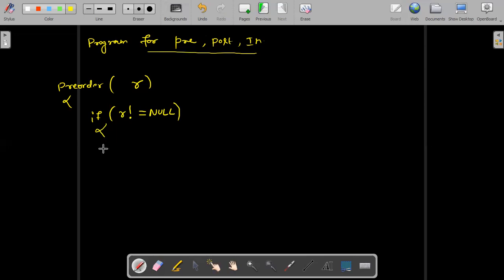Now see here, printf. That's what I told you about pre-order. For pre-order, root first, I will write RO; after that left subtree, LST; again after that right subtree. So this is the formula. Which one do we visit first? Root. Whenever you visit the root, you have to print it. That is why I am printing this: printf R data. Pre-order will print the root first, and after that visit the left subtree, right subtree.